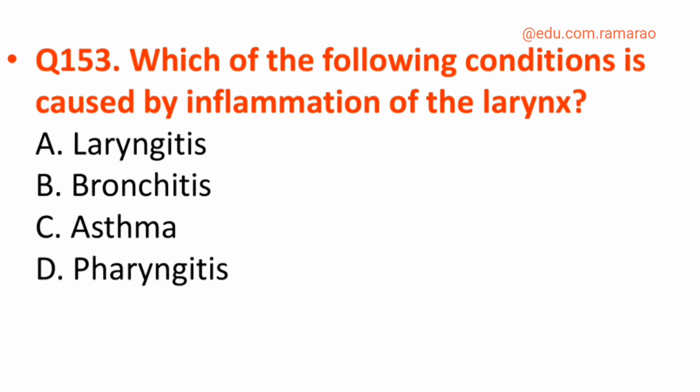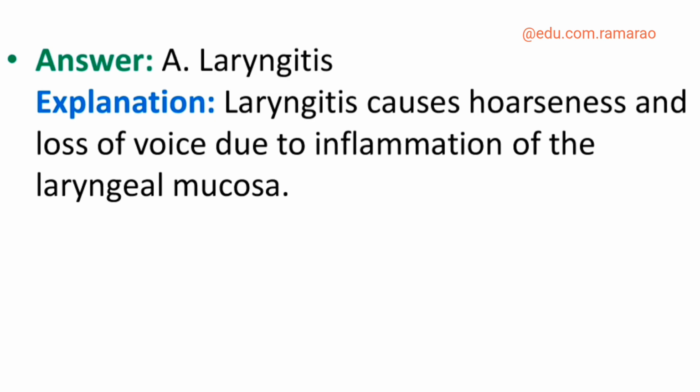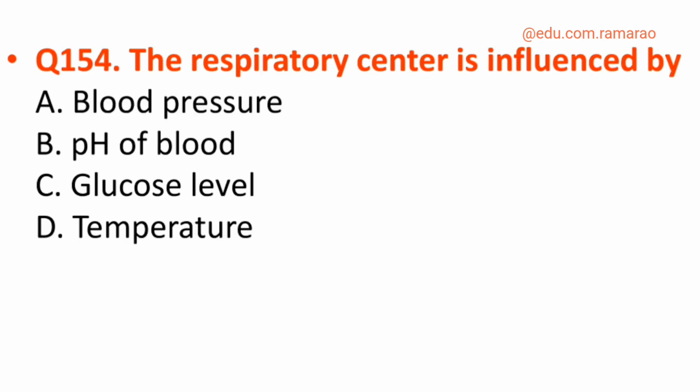Which of the following conditions is caused by inflammation of the larynx? Option A laryngitis, option B bronchitis, option C asthma, option D pharyngitis. The correct answer is option A laryngitis. Laryngitis causes hoarseness and loss of voice due to inflammation of the laryngeal mucosa.